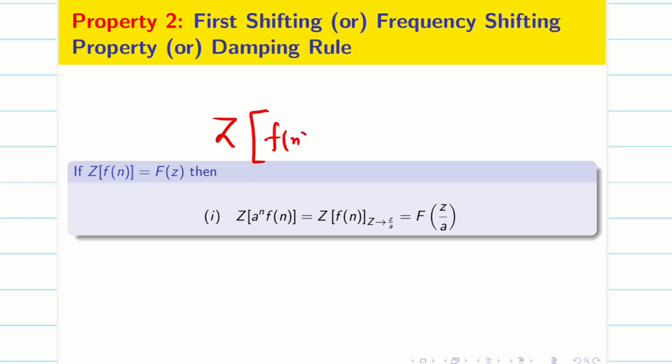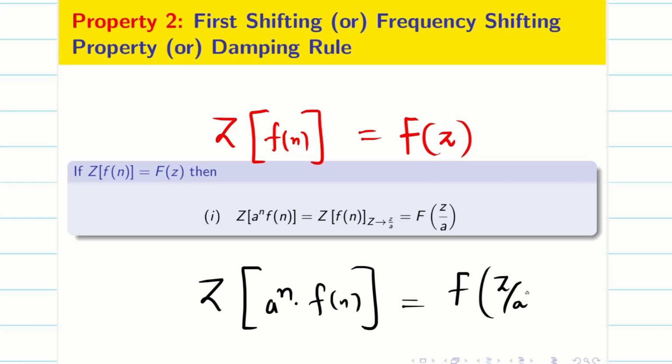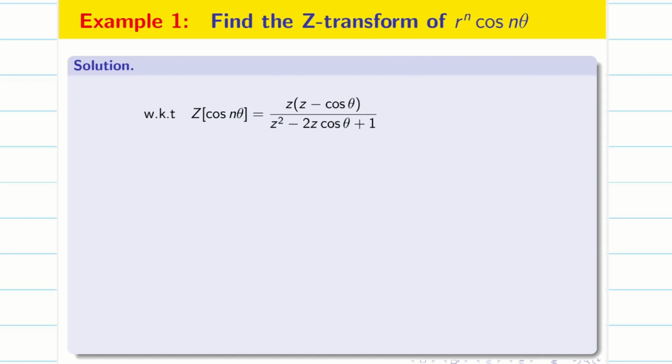If Z of f of n is equal to capital F of Z, then Z of a power n into f of n is equal to capital F of Z by a. This is called the frequency shifting property. And the proof is very easy. Just for your reference, I'm showing it. Now, using the property, we are going to solve some problems.